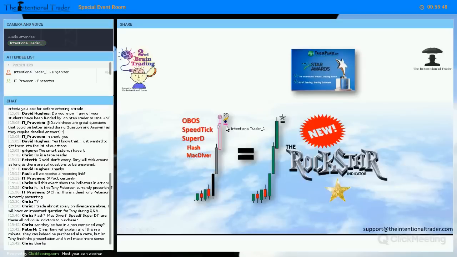So I thought, we'll just create an indicator for when we get a confluence of an overbought condition, oversold, a speed tick, and then this Super D, which is 7 different momentum oscillators. The Flash and the McDiver are also inside the Super D. So we've tuned it so that instead of all of this, if this makes it too complicated for you, just do this. This is our Rockstar indicator.